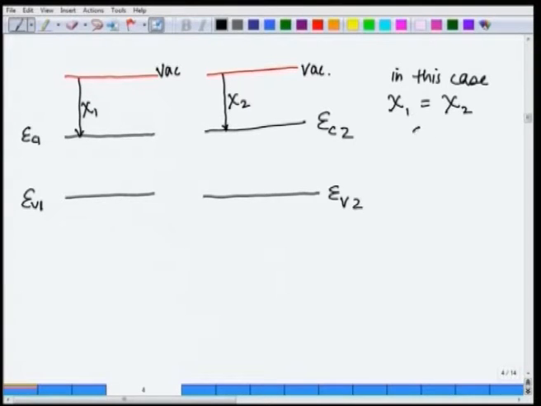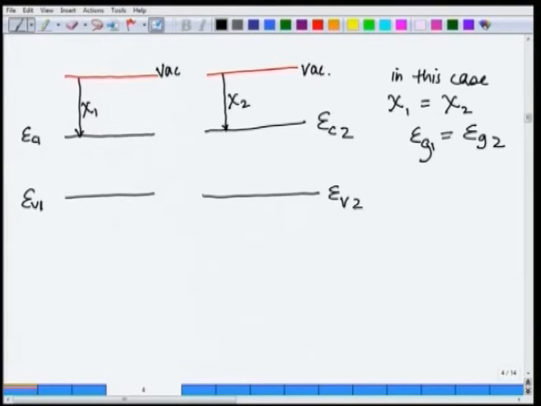And similarly EG1 is equal to EG2. The band gap of the two materials is the same, because it is the same material, silicon, we are talking about, and hence the EC and EV levels align with each other, unlike the heterostructures where they were staggered type or broken type. So here in this case these two are aligned well together.